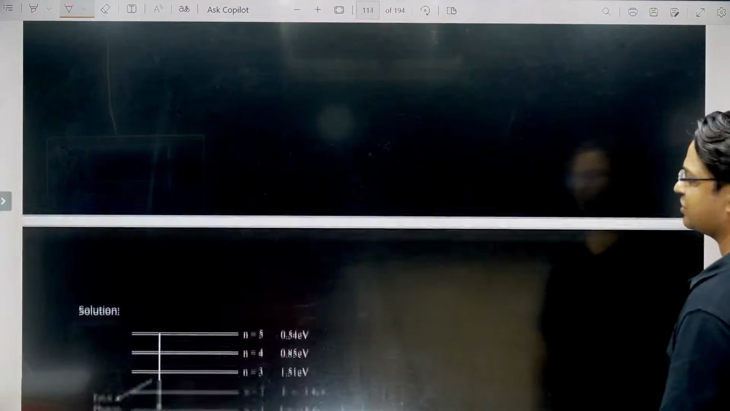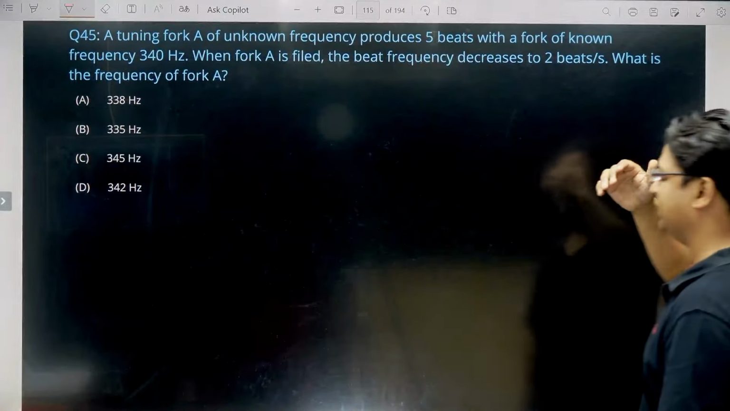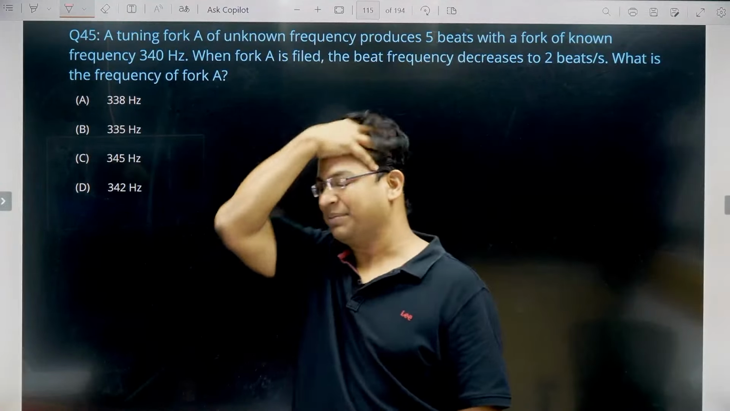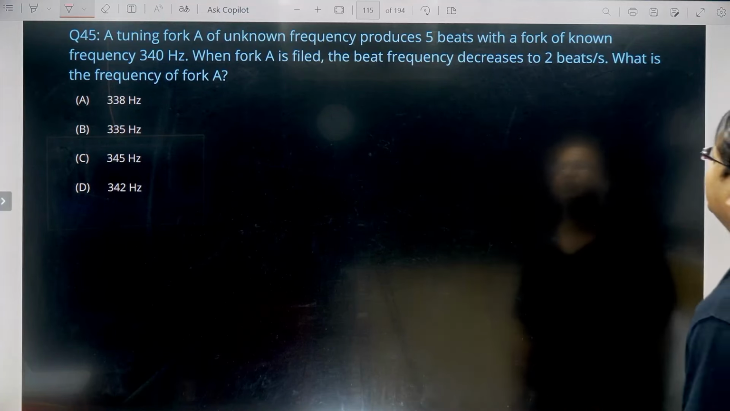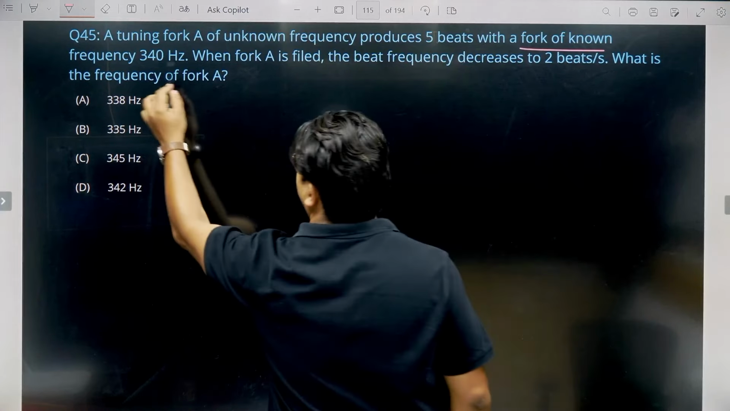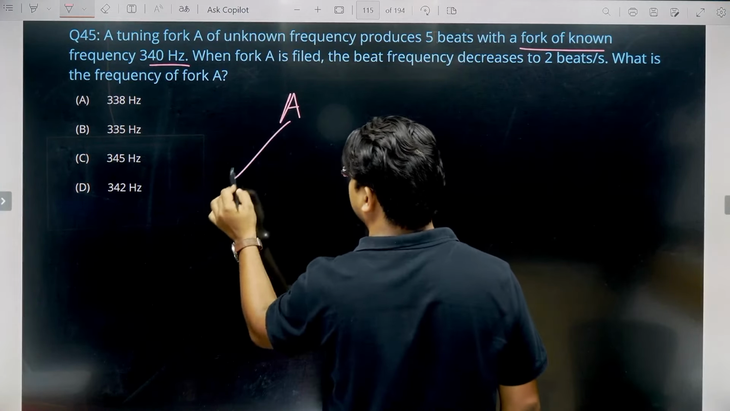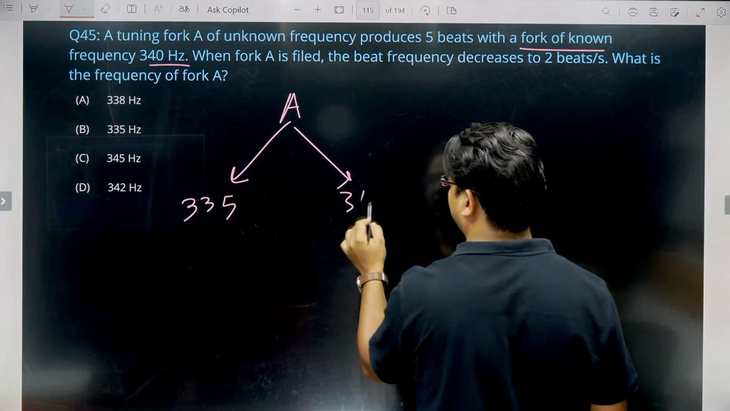Okay, now we'll go to the next question, which is question number 25. No, not question number 20. 20 of physics and 45 of the entire paper. So this question says a tuning fork A of unknown frequency produces 5 beats. So it produces 5 beats with 340. That means the frequency of A can either be 335 or it can be 345.